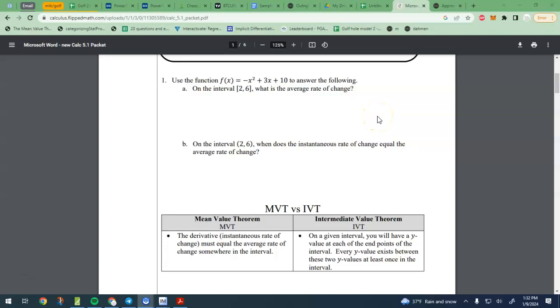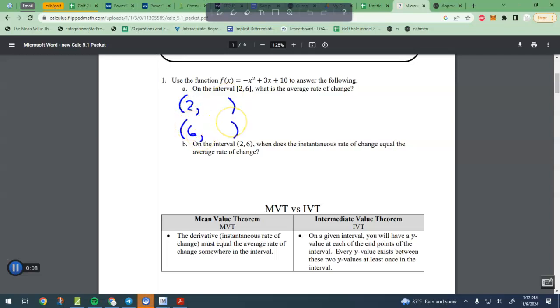So when it says in part A, what's the average rate of change? That's kind of like an advanced algebra problem. So you've got two x values, 2 and 6, and I've got to find the slope between those. Well, I don't have a y value yet, so what do I do to find a y value?